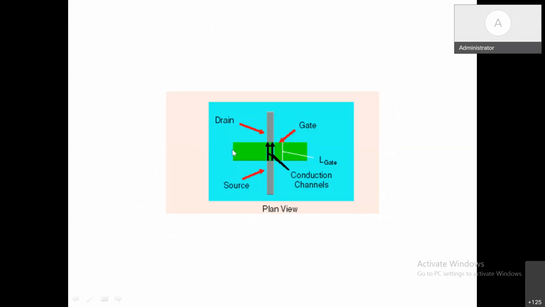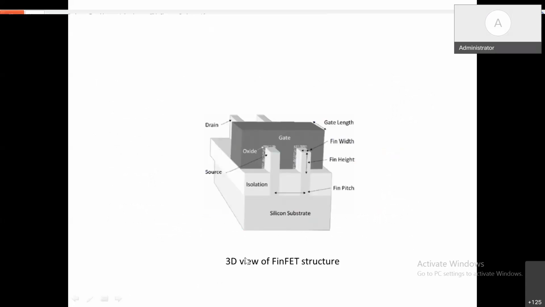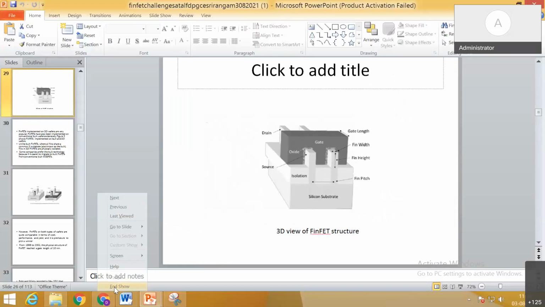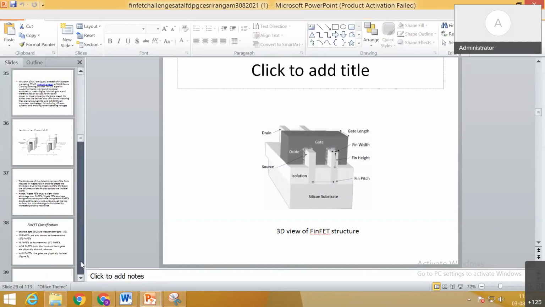This is again the planar view of the double gate. This is gate 1 and gate 2, and this is the conduction channel. We'll come to the presentation in the next part.